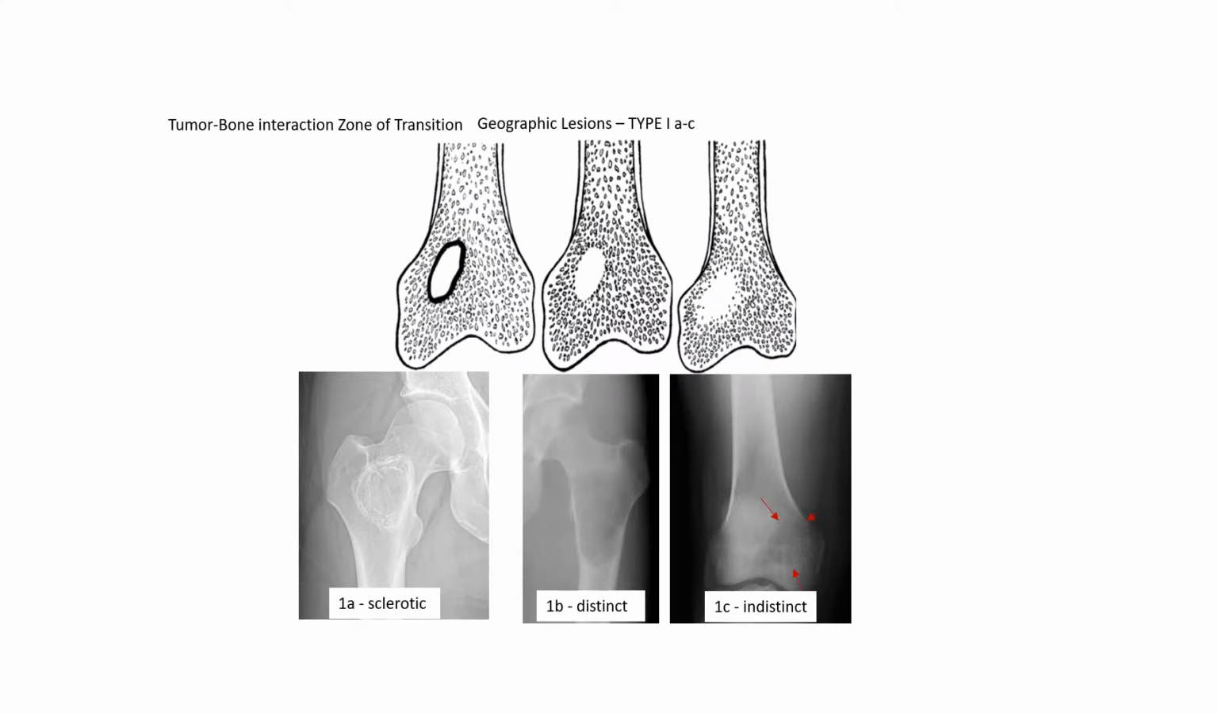Geographic lesions, as seen here, progress from sclerotic borders, which show that the tumor is old, walled off. There's been enough time that the body has healed, created a very firm sclerotic rim around the tumor, versus a distinct tumor, which does have a border where you can see the transition distinctly from the lesion to the bone, moving on to an indistinct border. I show this by red arrows because it's much more difficult to see than the previous tumors.